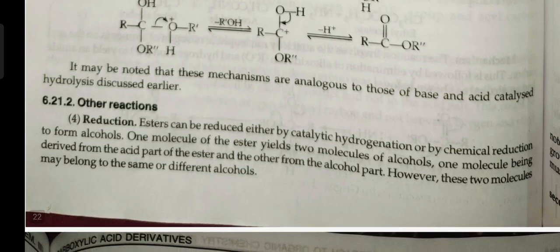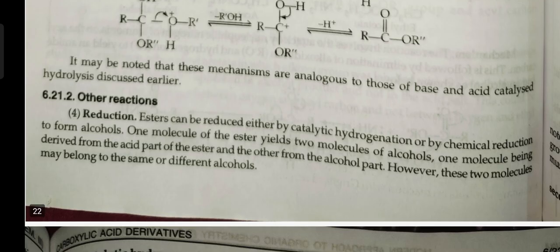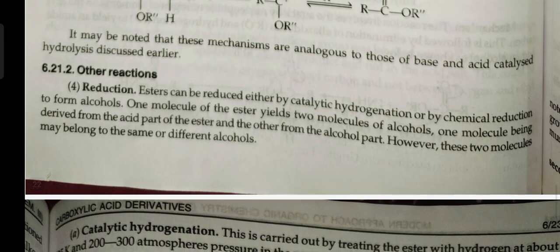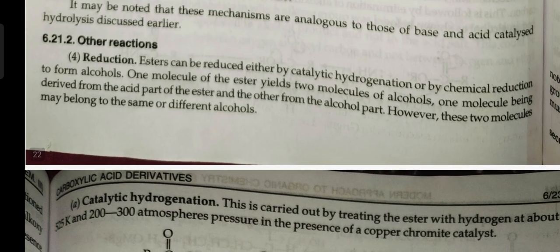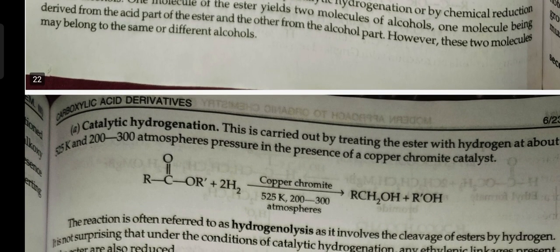Reduction. Esters can be reduced either by catalytic hydrogenation or by chemical reaction to form alcohols. One molecule of ester yields 2 molecules of alcohol, one molecule being derived from the acid part of the ester and the other from the alcoholic part. However, these two molecules may belong to the same or different alcohols.